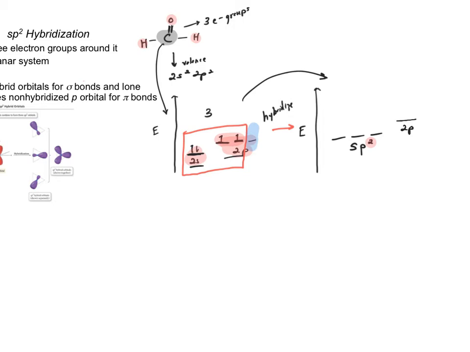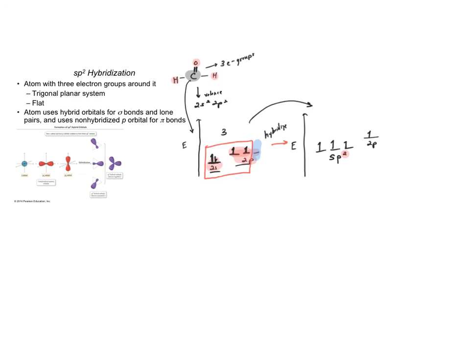So again, we had 1, 2, 3, 4 electrons to distribute, so now we're going to put them in singly first, and this other one is actually going to go into the 2p orbital, the unhybridized atomic orbital. And so now we're ready to make bonds, right?